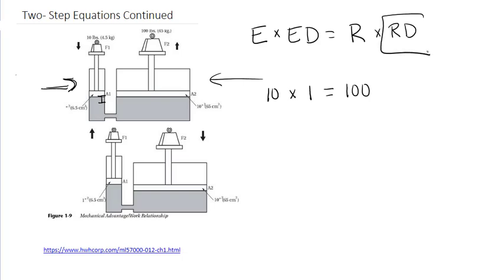This distance has to be 1/10. So in order for this relationship to work, if we increase here, this must be decreased in order for the relationship to hold true. Now let's look at a few examples like this.